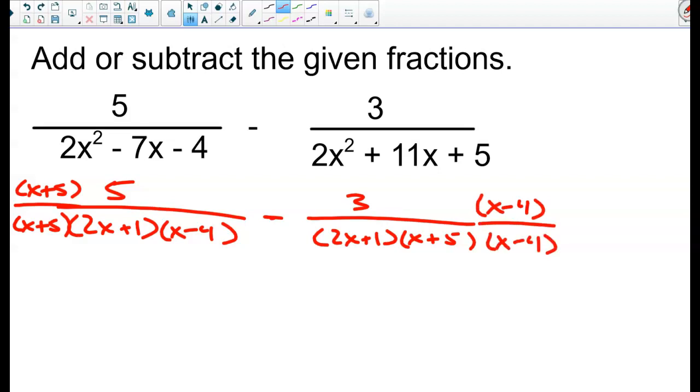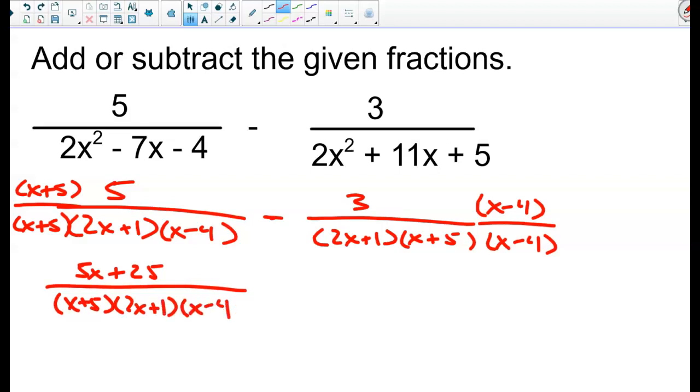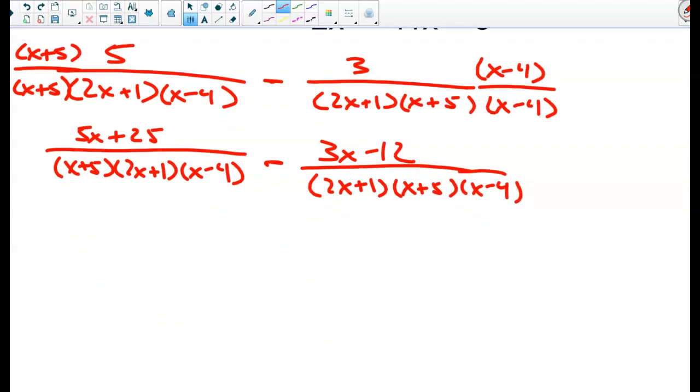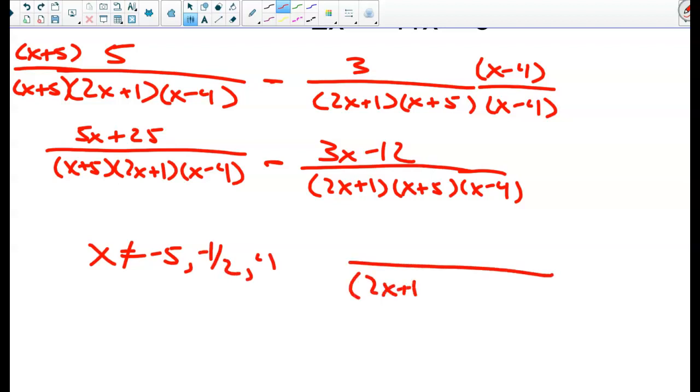So 5x plus 25 over x plus 5, 2x plus 1, x minus 4. Minus 3x minus 12 over 2x plus 1, x plus 5, and x minus 4. Now, what can my x not equal? Negative 5, negative 1/2, or 4. My common denominator, 2x plus 1, x plus 5, x minus 4.